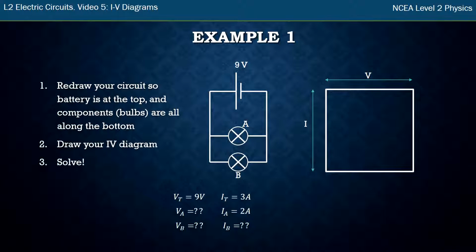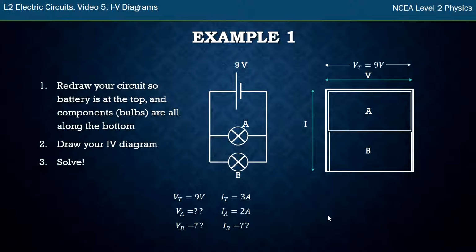Then we draw inside the box the shape of what our bulbs or components are. In our circuit here, in parallel we have one bulb above another bulb in the diagram. So that's what we draw in the IV diagram: one box above another box, and that's A and B. So this IV diagram is for a parallel circuit. Then we put in the values that we know.